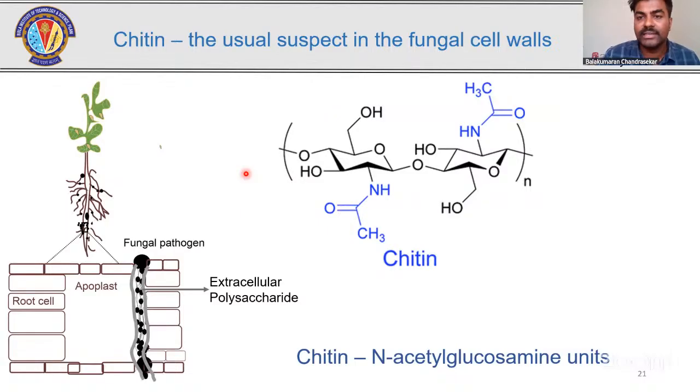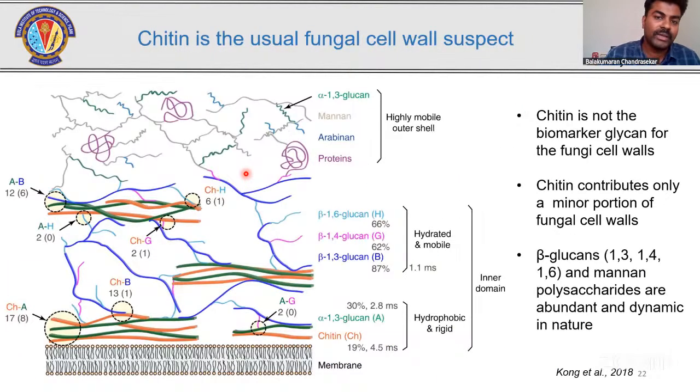Whenever I say fungi and fungal extracellular polysaccharide, the most important thing that comes to everyone's mind is chitin. Chitin is a usual suspect in fungal cell walls, a polymer of N-acetyl glucosamine units, but this is not quite true. Chitin is present in a very minimal amount in the fungal cell wall, because recent structural data has indicated that chitin is not the abundant sugar.